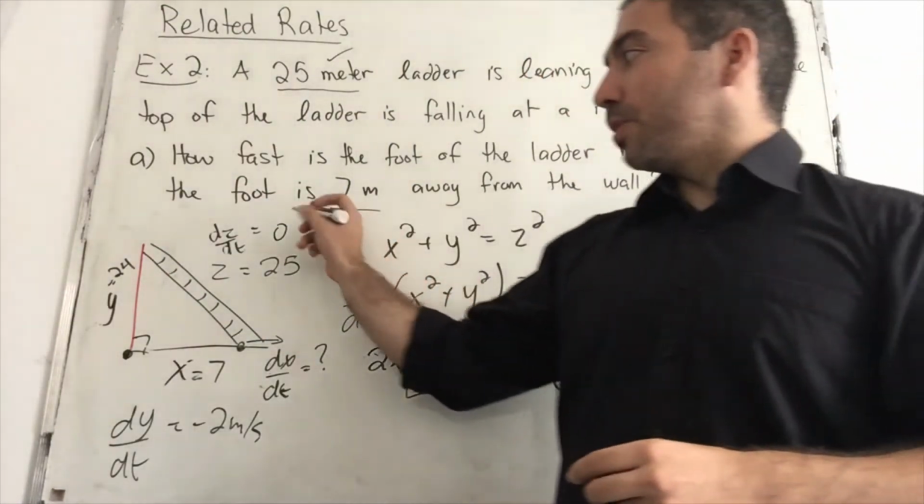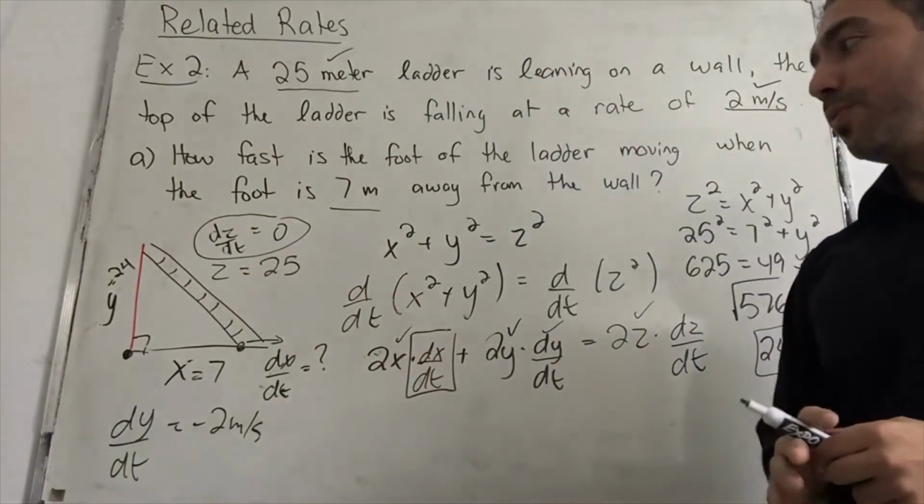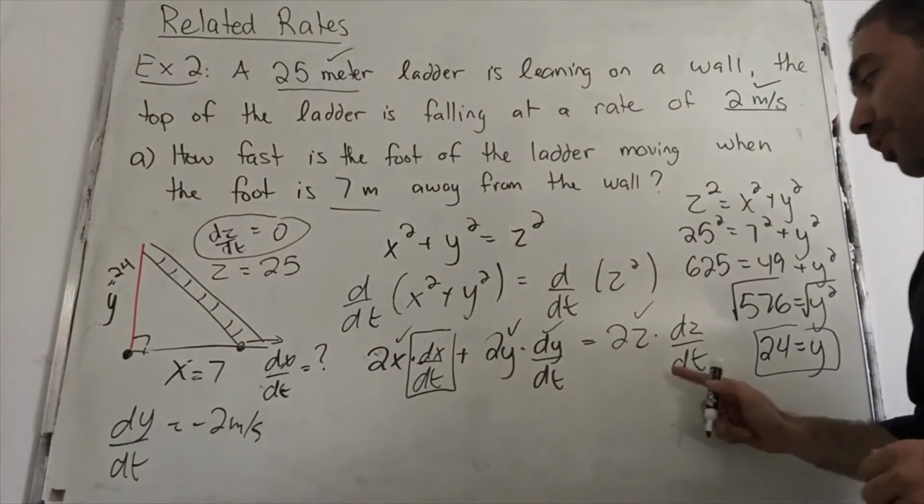And that's what's difficult to find about these types of problems. You really have to understand the situation, what's going on. So the change in z is just 0.